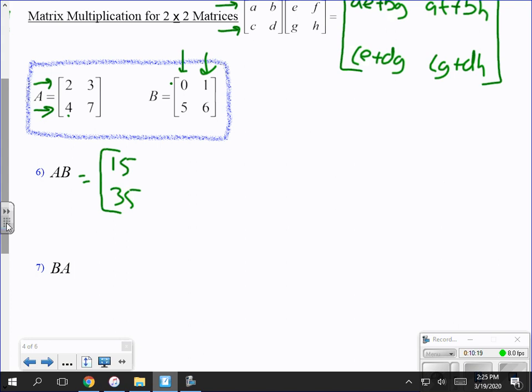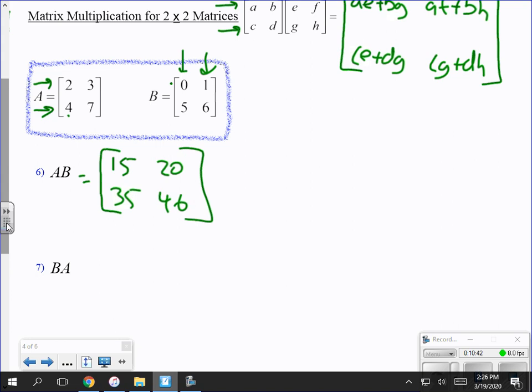And then I do the same thing for this back column here. 2 times 1 plus 3 times 6. 2 times 1 is 2, 3 times 6 is 18. 2 plus 18 is 20. And then 4 and 7 times 1 and 6, I get 4. 7 times 6 is 42, plus 4 gives me 46.